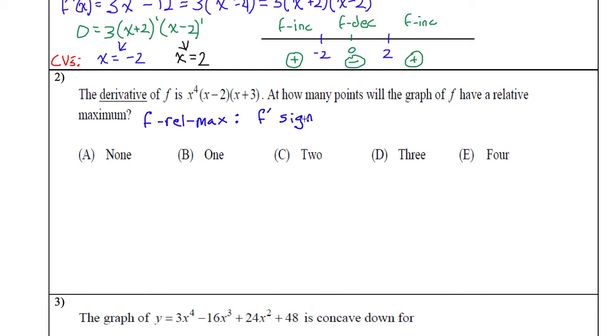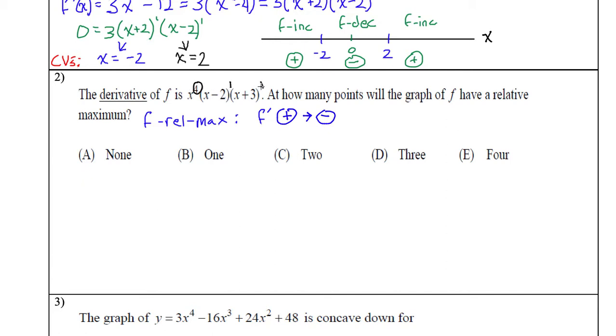A sign change from positive to negative. If it was just a sign change, it would purely be a relative extremum, but since it's a maximum, it's positive to negative. So I need to go ahead and graph this thing. Before I even make my x-axis, notice that this is an even power.